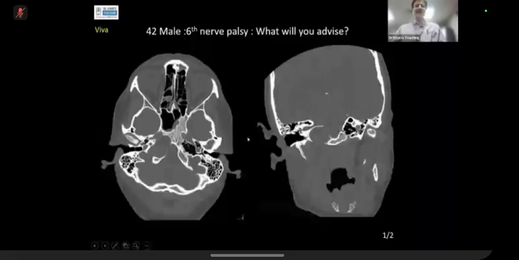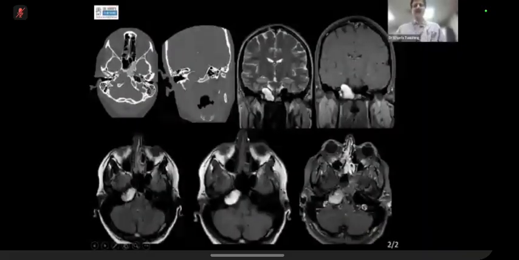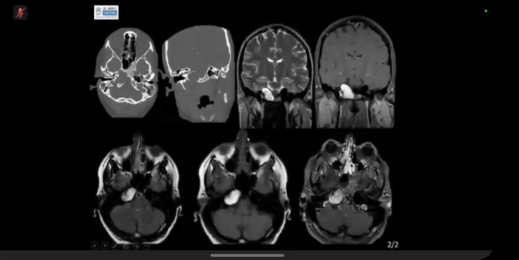Okay, so I've given you an MR. We've got a right-sided T2 hyperintense lesion that's expansile, and on the axial sequences, we can see that it's disrupting the bony anatomy.